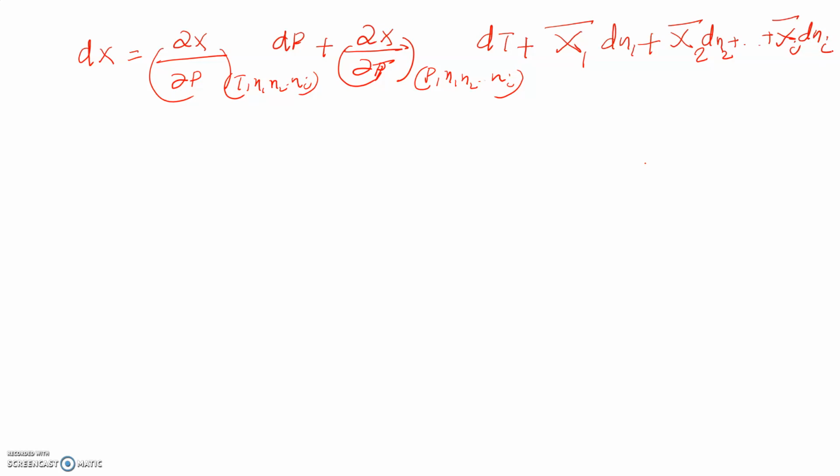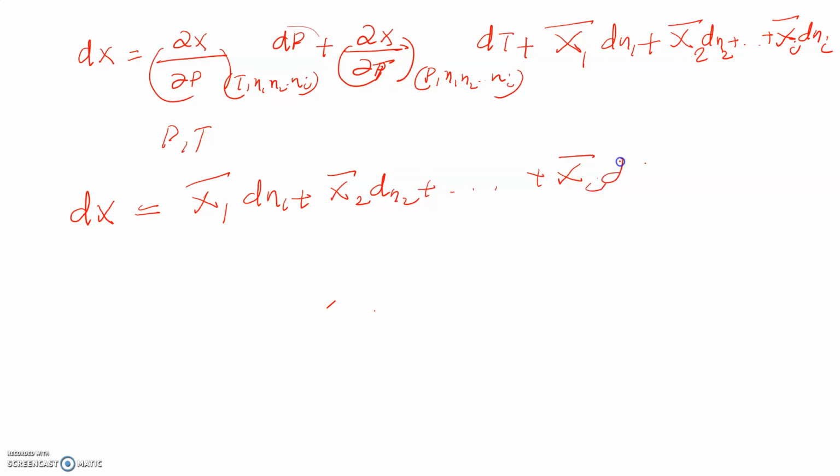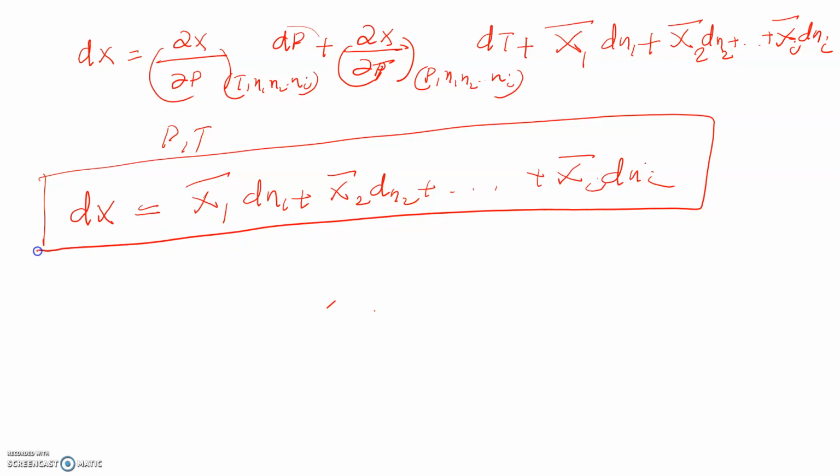Suppose we are considering the open system at room conditions. Okay, normal conditions. At normal conditions, pressure and temperature remain constant. In that case, dP is 0, dT is also 0, and hence this equation becomes dX is equal to X bar 1 dn1 plus X bar 2 dn2 plus etc. X bar I dni, where X bar I is known as the partial molar property or partial molar quantity.